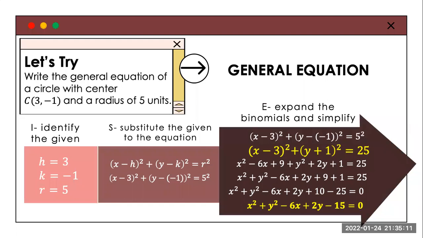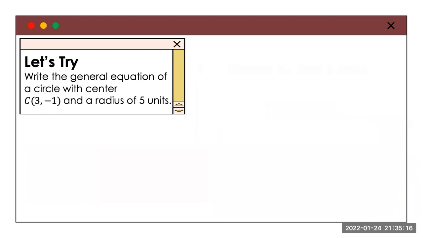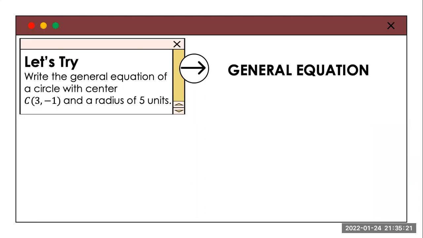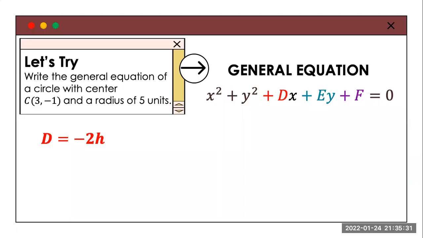O, di ba? Kung ayaw mo mag-memorize ng formula, pwede naman yan. I-expand mo. However, baka kasi meron sa inyo nahihirapan mag-expand. So, huwag kayong matakot. You can use the formula. Okay? Remember, ayan yung equation natin. So, paano pag ginamit natin yung formula? The d, e, and f. Sabi sa d, negative 2h. Ang h natin ay nandyan naman, di ba? Sa e naman, negative 2k. Given din ang k. While for the f, may h ka na, may k ka na, may r. Given din lahat. So, substitute lang tayo.